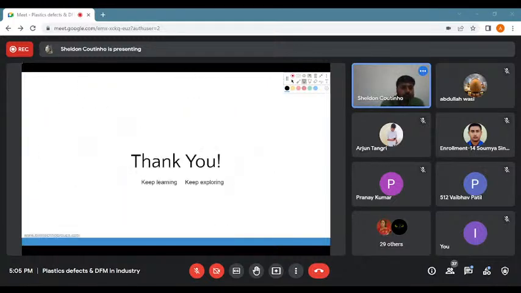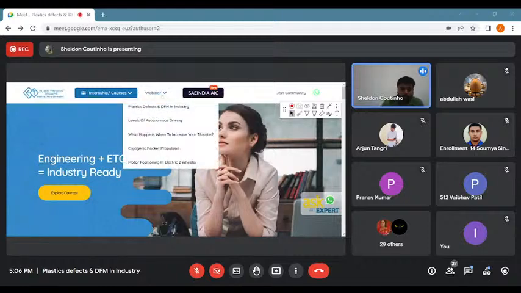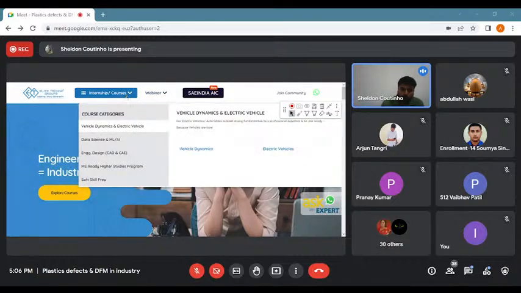So yes, now I'll just quickly run you guys through ETG's website, where if you want to get into automobile design or design engineering, it would be a really great place to start if you want to get into a really good company in the core domain. So you come to ETG's website. As you can see, we've partnered up with SAE India for these courses. You come to internship and courses, go down to engineering design, and there you will find engineering design.